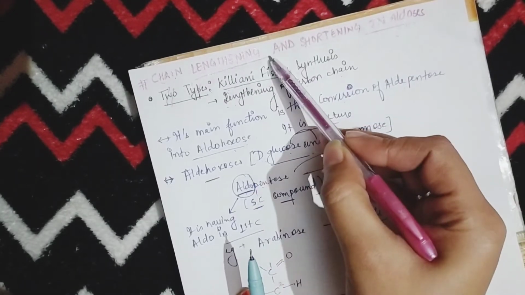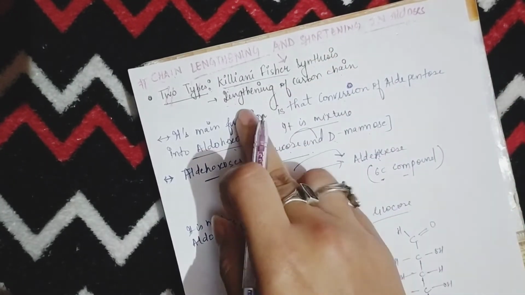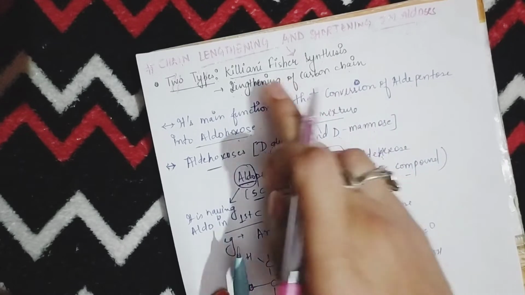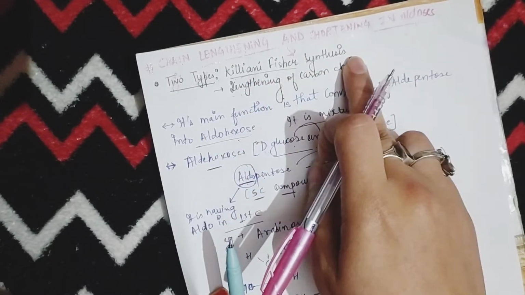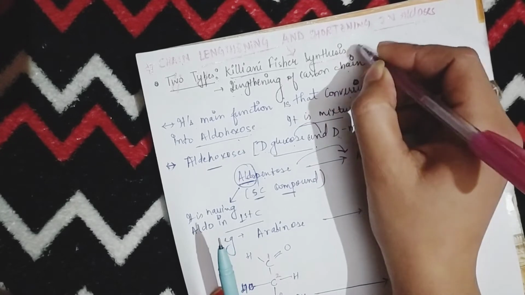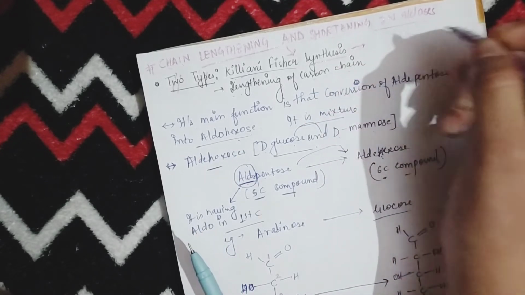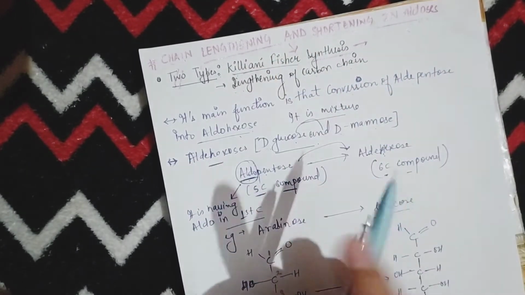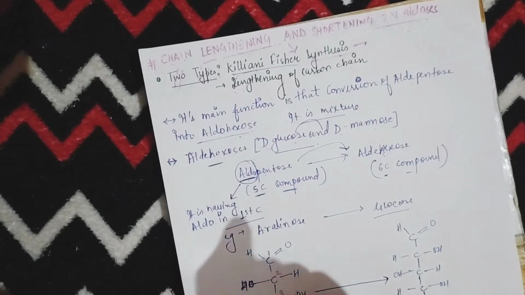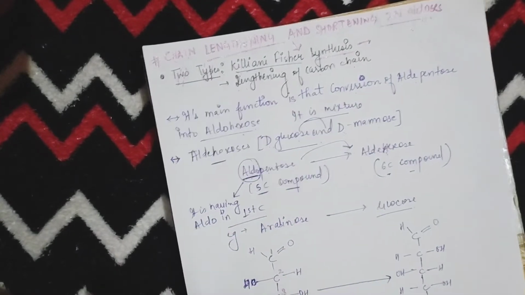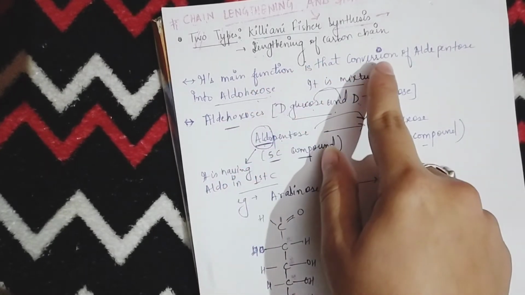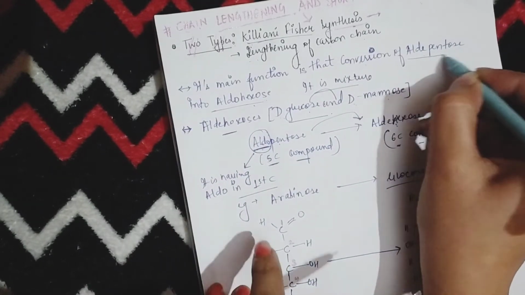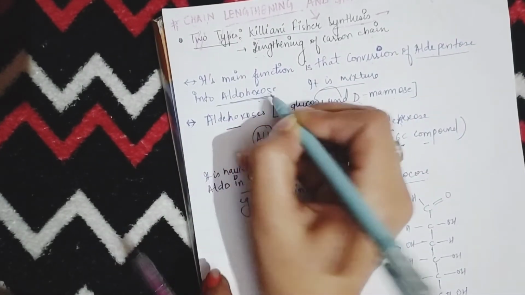It is a name reaction called the Kiliani-Fischer reaction, or you can say the Kiliani-Fischer synthesis. It is called synthesis because the last step is a reaction that synthesizes. Its main function is lengthening of the carbon chain. How is it performed? Let's see. Its main function, as we know, is conversion of aldopentose into aldohexose.